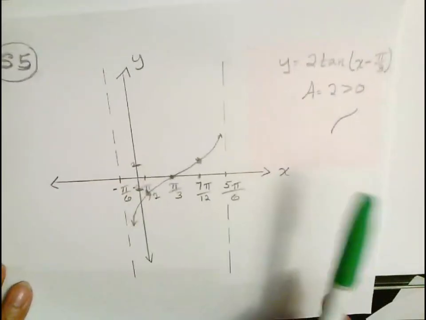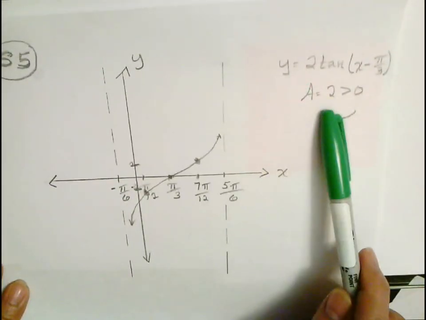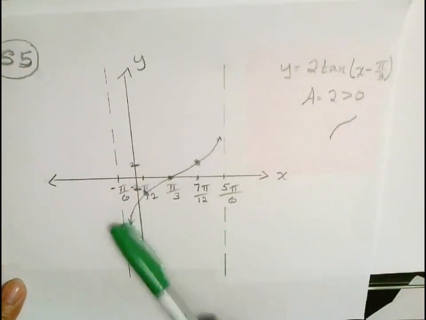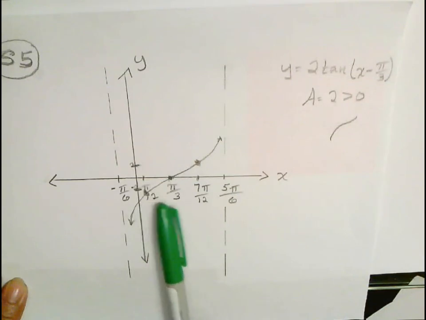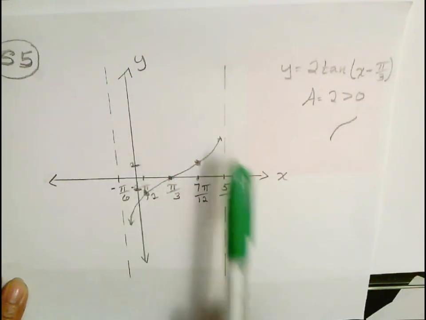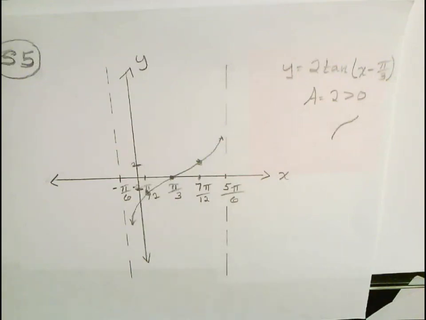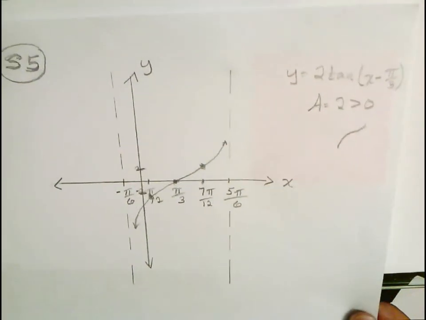Then we're going to look at our graph right here. And again, the a, which is 2, is greater than 0. So as we move from left to right, it's going to be an increasing function. So I list all of my critical numbers here. I sketch my vertical asymptotes, and I do my points. And again, remember, stop, rewind, and review.